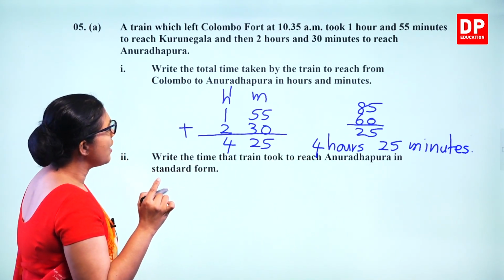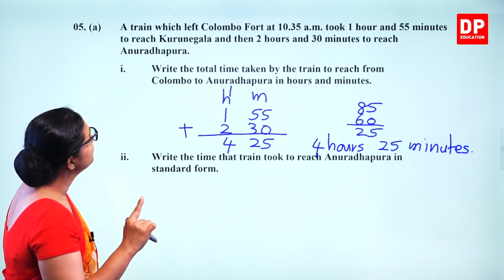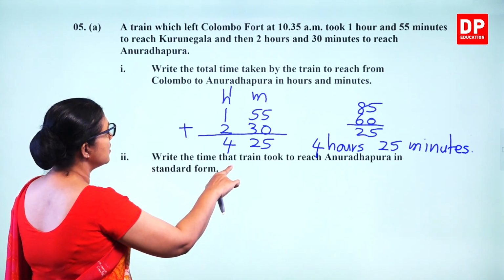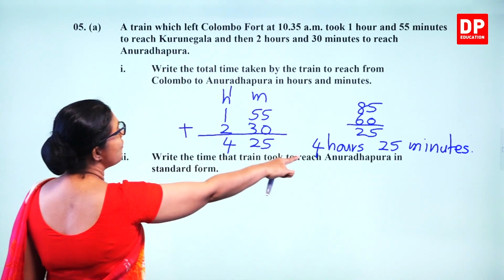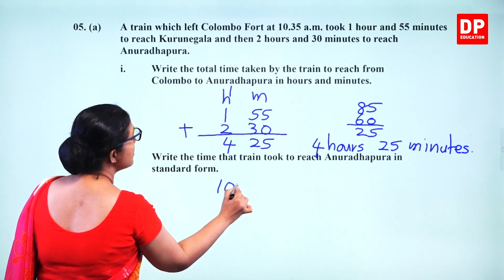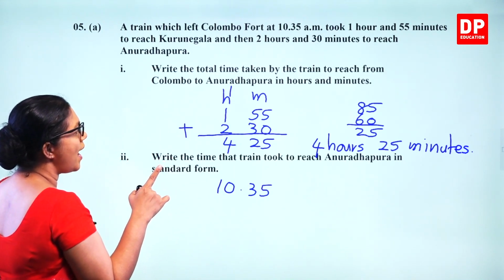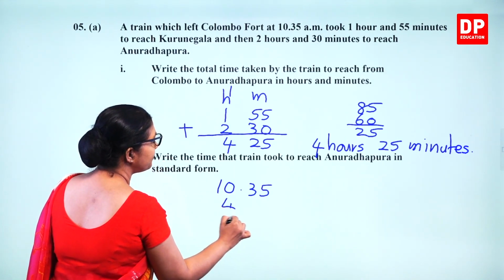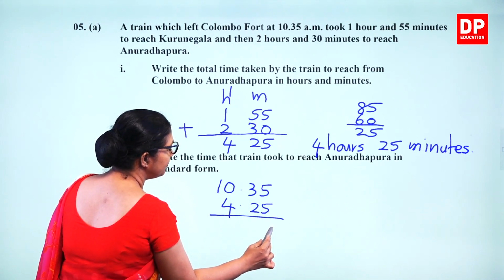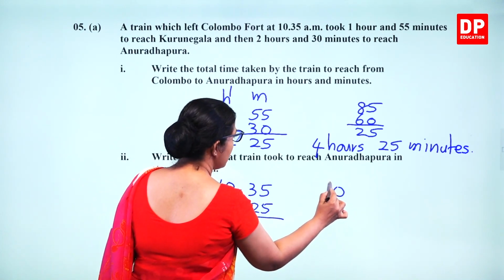Write the time that the train took to reach Anuradhapura in standard form. So here, after 4 hours and 25 minutes, what's the starting time? 10:35. When you add 4 hours, 25 minutes, what do you get? So here, you get 60 here.